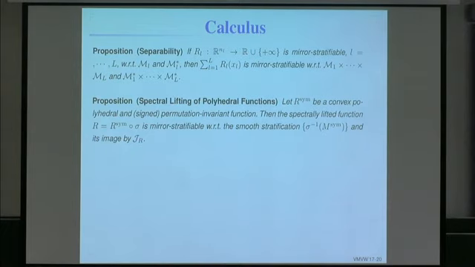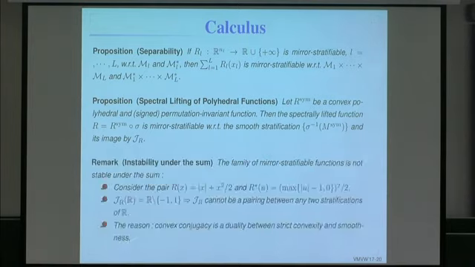It has a very nice property as well. This is what we call spectral lifting. For instance, we know that the L1 norm is mirror-stratifiable because it's a polyhedral function. And because the nuclear norm is nothing but the L1 norm of the singular values, and because of this property, you know that the nuclear norm is mirror-stratifiable as well. Okay, so if you know that the function is mirror-stratifiable, and you take the spectral lifting of this function, then it is mirror-stratifiable as well. This is just the technical statement of this.